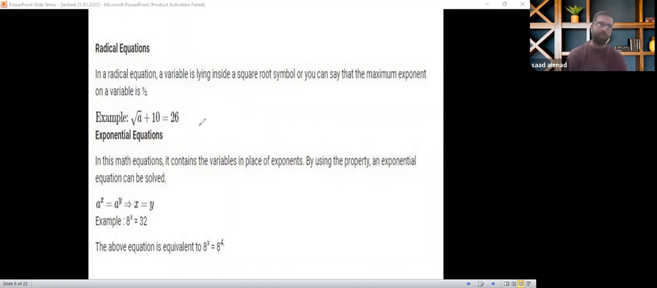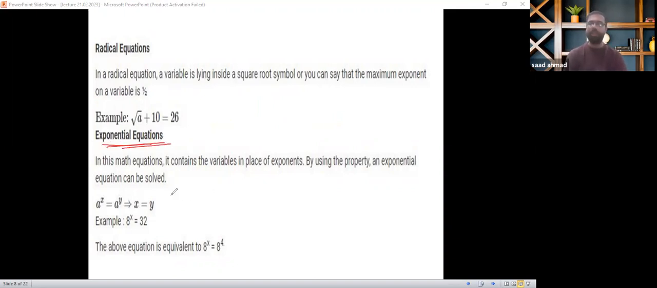These are the radical ones. The square root of a plus 10 equals 20. Like these kinds of equations where we have square roots, we can also have cubic roots. So these are the radical equations that we have, and then exponential equations.